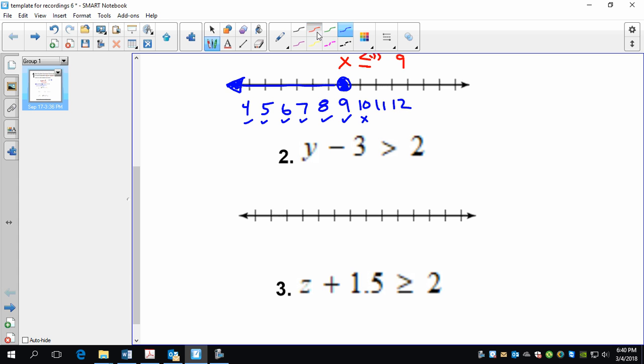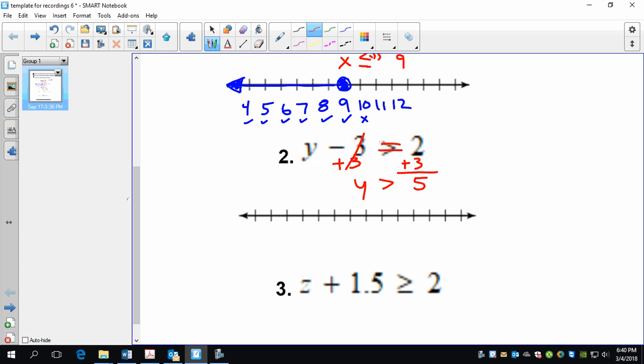Number 2, we've got y minus 3 is greater than 2. Again, we're just going to change that to an equal sign. Y minus 3, if they are subtracting 3, we want to add 3 to get rid of it. We want to add 3 over here. So we get y, and then we're going to go back to our original sign. Y is greater than 5.